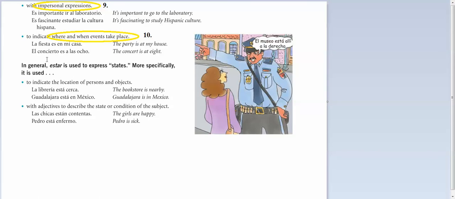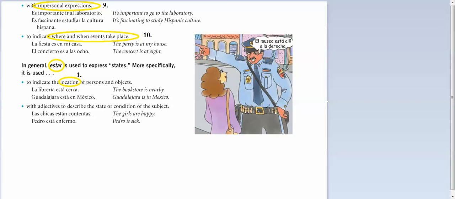Estar is used to express states. So let's talk now about estar. Okay, so estar describes location, tells you where someone or something is located. So la librería está cerca, the bookstore is close by. Guadalajara está en México, Guadalajara is in Mexico, so these are locations.